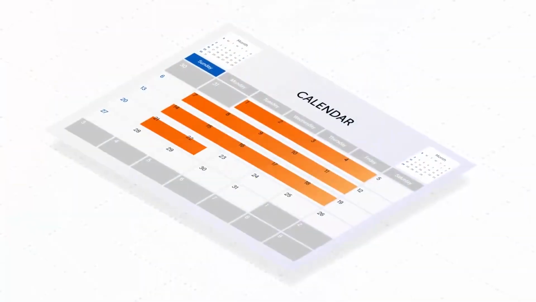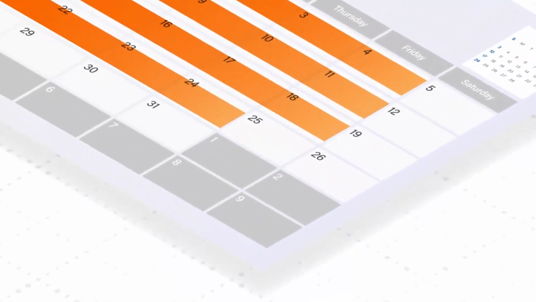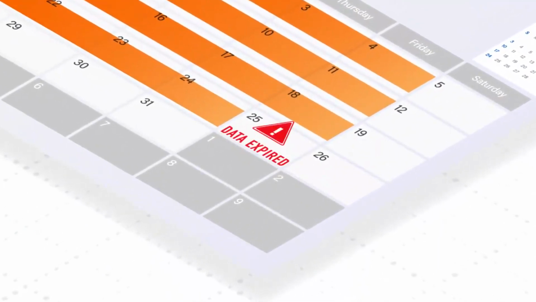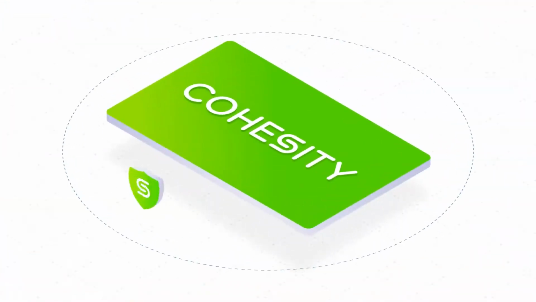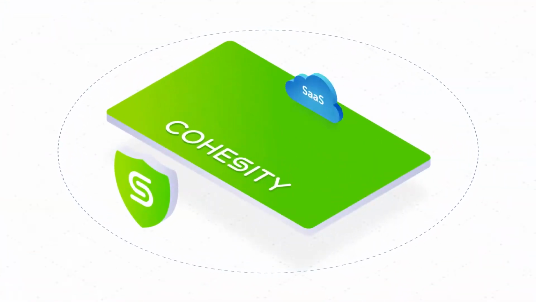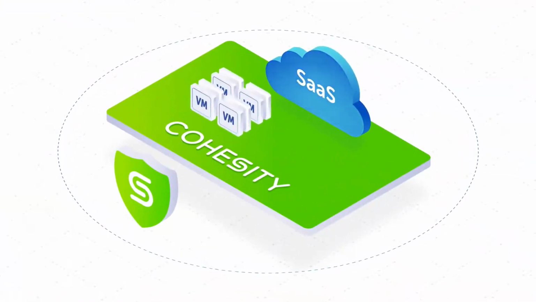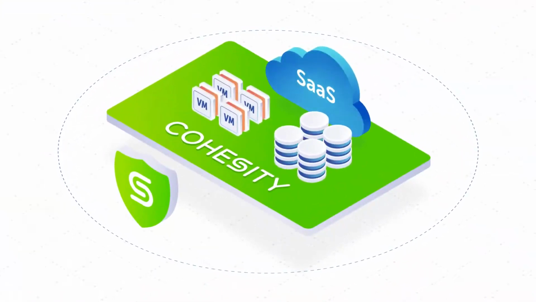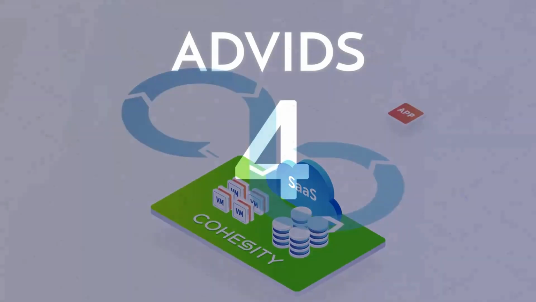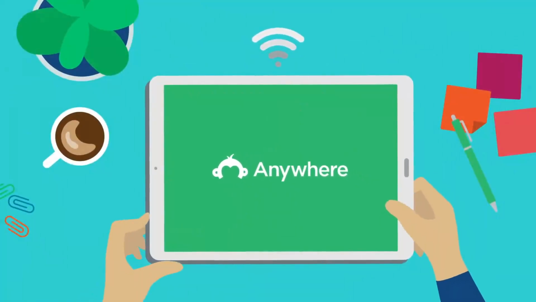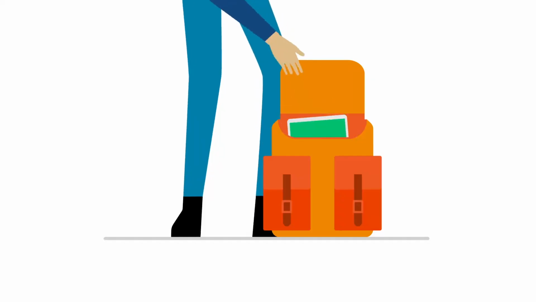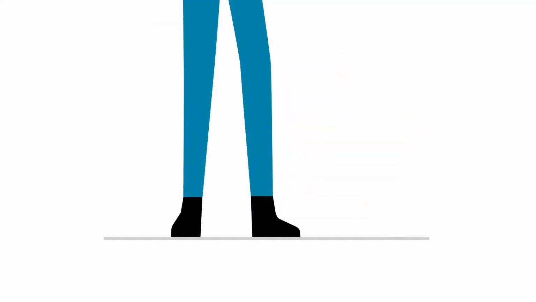Data to developers. By that time, data is already out of date. With Cohesity, your backup data is more than an insurance policy. Cohesity not only protects your most important data sources such as SaaS applications, virtual machines, and databases, it puts this data to work, allowing you to the SurveyMonkey Anywhere app, freeing you up to gather data online or offline, wherever, whenever, and however you choose.